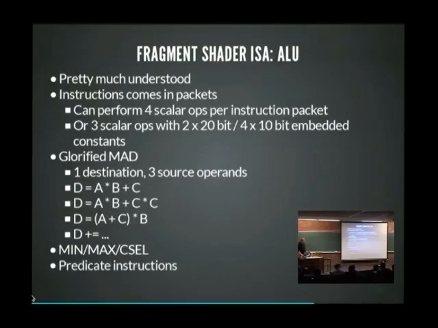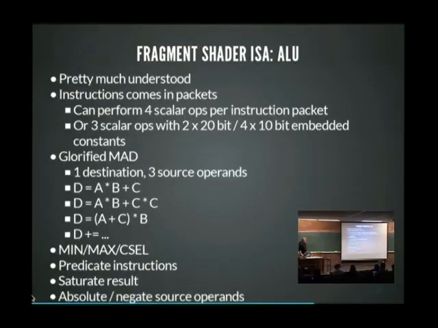All the ALU instructions have predicate bits, so there's some condition register that gets set, and it can execute conditionally based on that. The results can saturate, and the source operands have absolute or negate bits for that. Seems I have some more under here, but I can't see it.